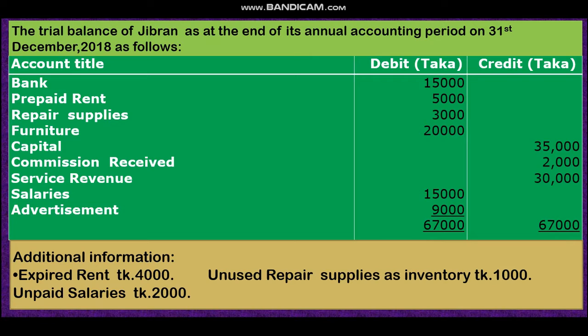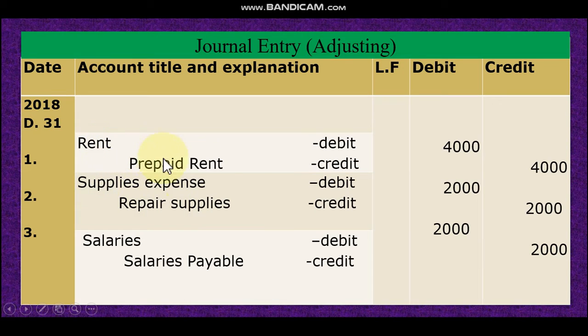Then student, the next journal is unpaid salaries. That means salary dues. So salary debit, salary payable credit. Look at, rent debit, prepaid rent credit, it is 4,000. Then supplies expenses debit, repair supplies credit, it is 2,000. And the last journal is salary debit, salary payable credit, because it is unpaid, that's why it is our liability. Salary is an expense, salary debit, salary payable credit.